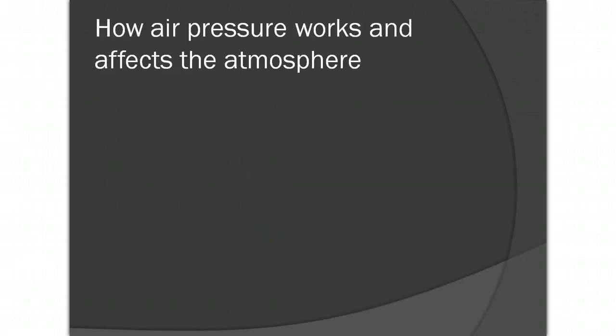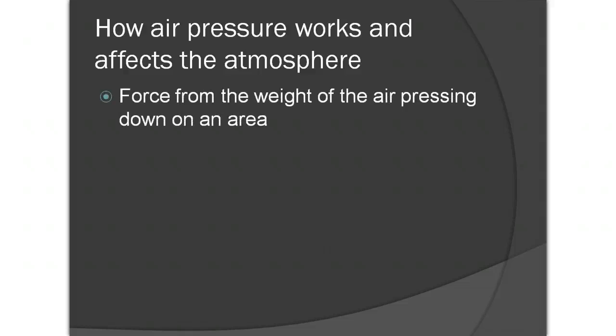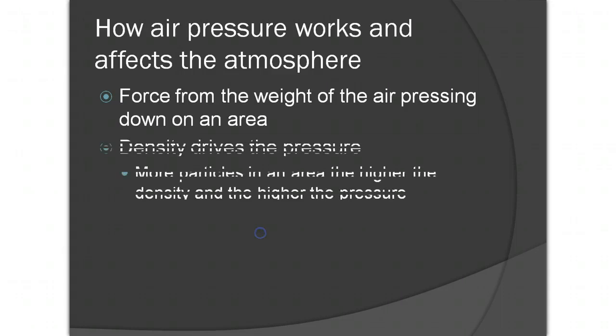Now, this all plays into what's called air pressure, and the next concept is how air pressure works and affects the atmosphere. When we take a look at it, the force from the weight of the air pressing down on us, or down on an area, is called the air pressure. Normally we think of it in terms of pounds per square inch. That's one of the units. And it's just as it says, it's how many pounds are sitting on 1 square inch. We know that the atmospheric pressure is about 14.4 pounds per square inch.